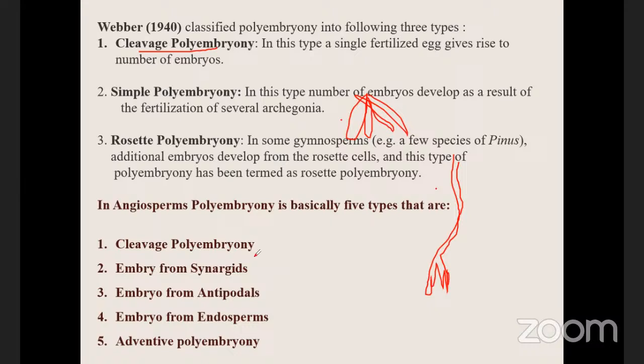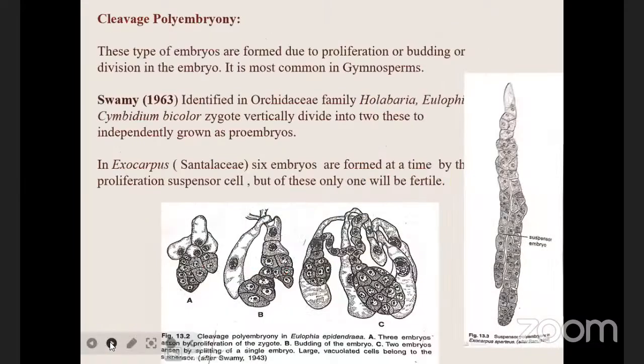You see, angiosperm polyembryony is basically of 5 types: cleavage polyembryony, embryo from synergids, embryo from antipodals, embryo from endosperm cells, and adventive polyembryony. These are the 5 types of polyembryony in angiosperms. The first one is cleavage polyembryony, first identified by Swamy in the Orchidaceae family, in Habenaria, Eulophia and Cymbidium bicolor. That means proliferation or budding or division of the embryo.